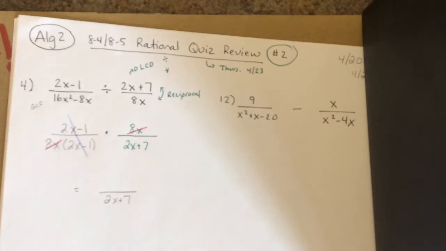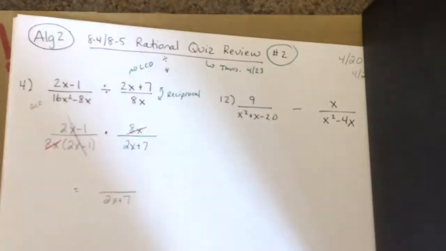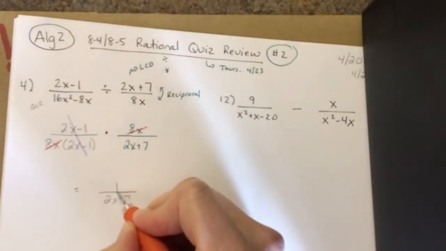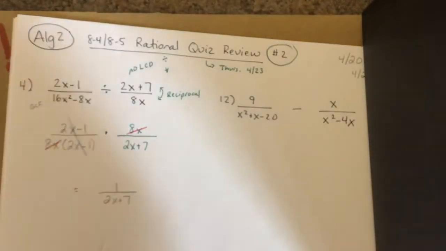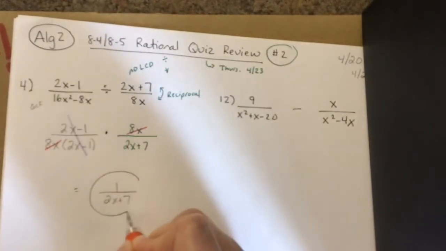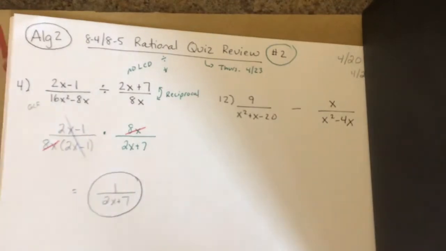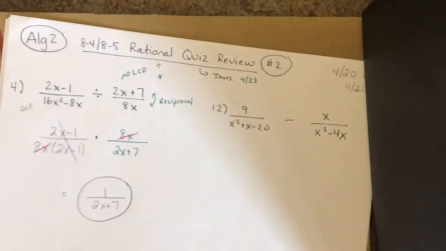And up top, what's left if you cancel the whole numerator? You have to put a... What are you saying, Hannah? A 1? Oh, you're right. Very good. There we go. Final answer: 1 over 2x plus 7. All right, that's number 4 from your worksheet.